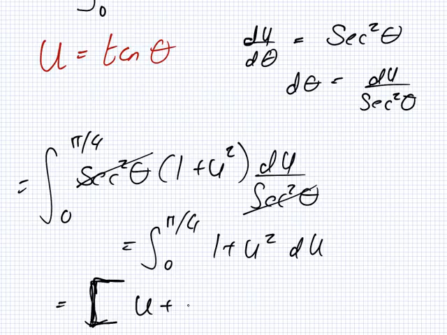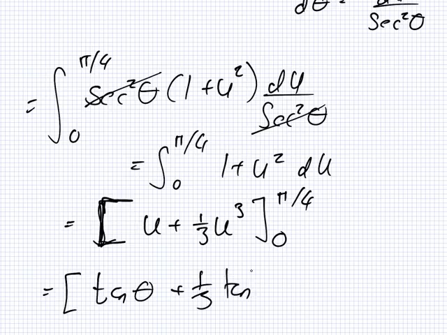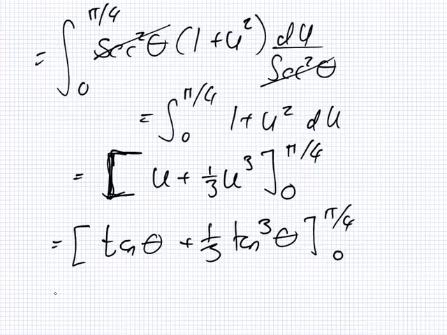u plus a third u cubed, from 0 to pi over 4. But what does u equal? We said u is tan theta. So it's tan theta plus 1 third tan cubed theta, between pi over 4 and 0, which will equal 4 over 3. So yes, if you know what the u is, it's much easier to do.